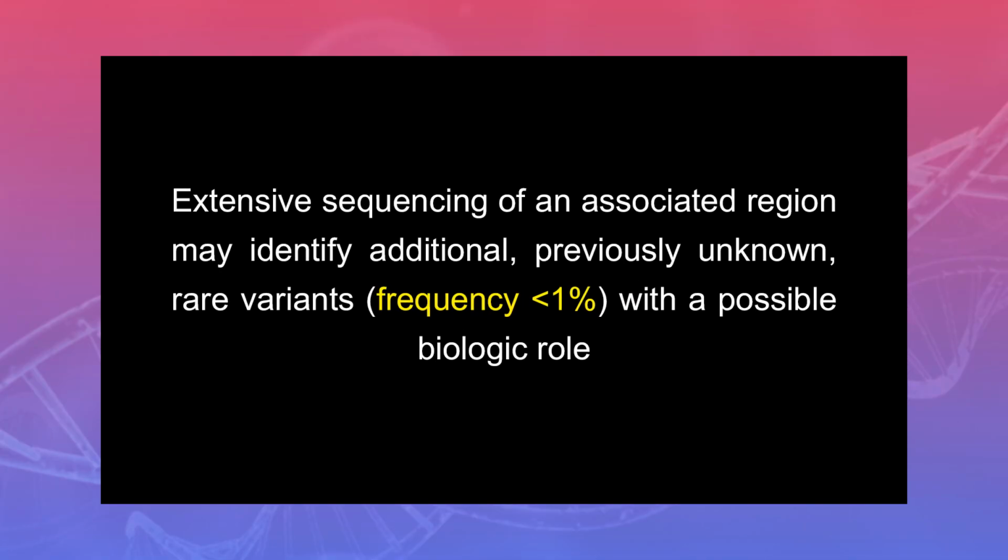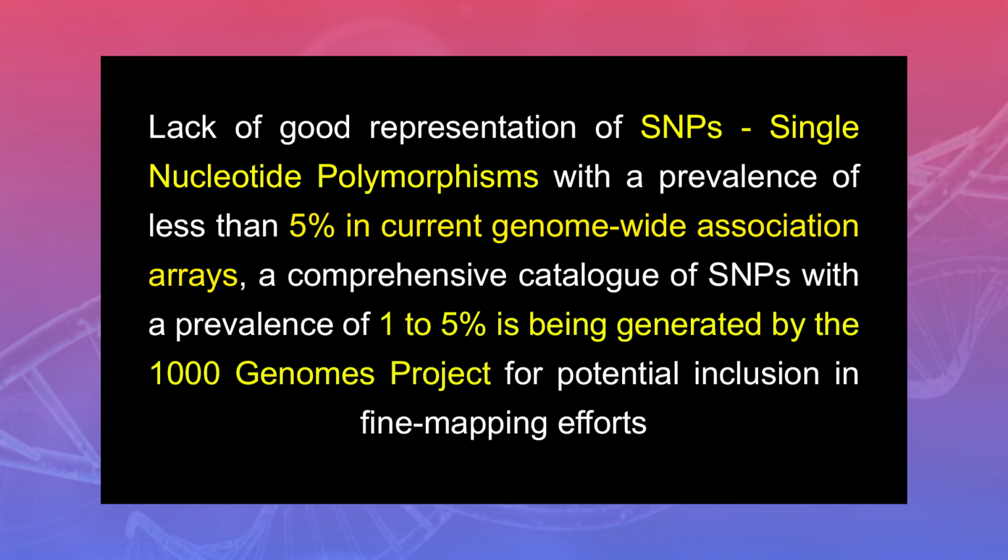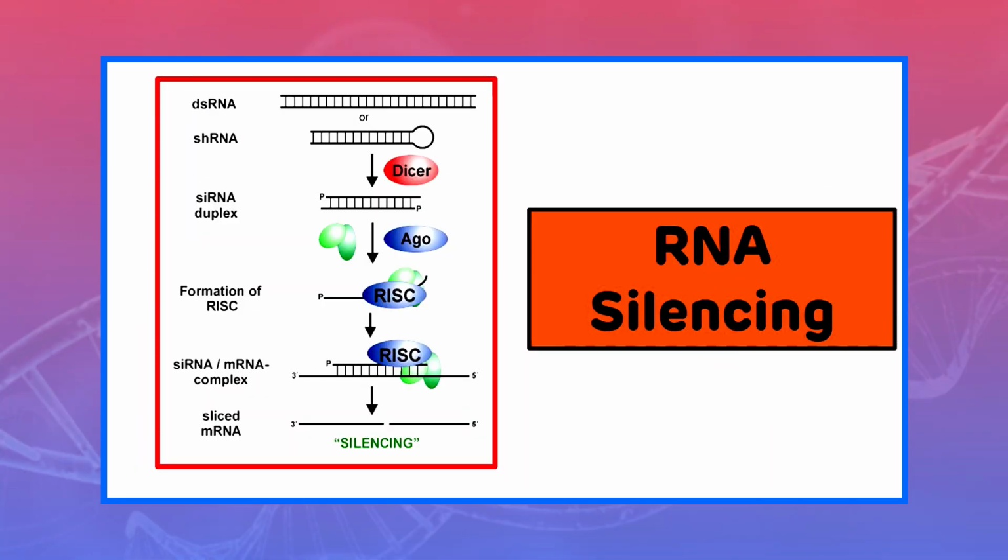Extensive sequencing of an associated region may identify additional, previously unknown rare variants, with frequency less than 1%, with a possible biological role. Given the lack of good representation of SNPs with a prevalence of less than 5% in current genome-wide association arrays, a comprehensive catalog of SNPs with a prevalence of 1 to 5% is being generated by the 1000 Genomes Project for potential inclusion in fine mapping efforts. Annotation catalogs, that is, the maps of functions of variants such as those related to transcription factor binding, that is, promoting gene expression, or to RNA interference, that is, gene silencing, are currently in development and should facilitate the identification of functional variants underlying association signals.